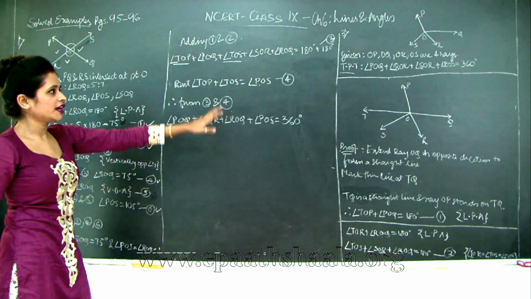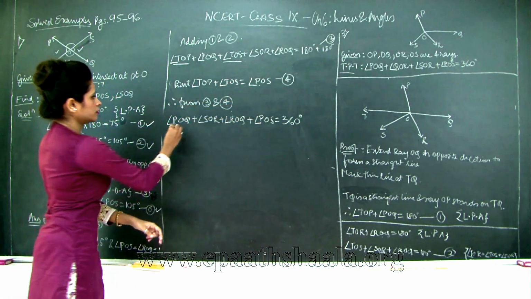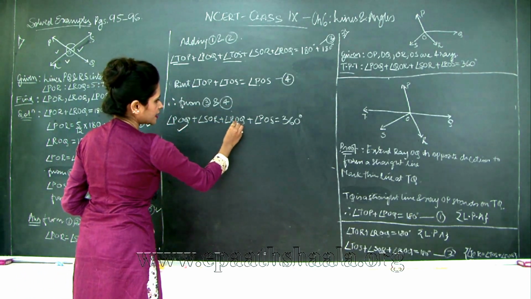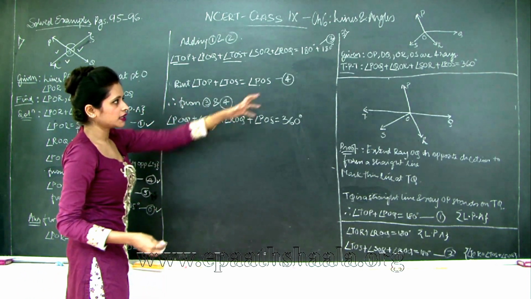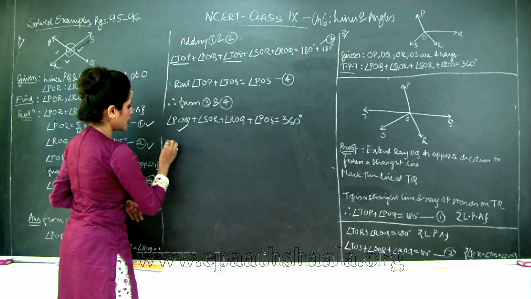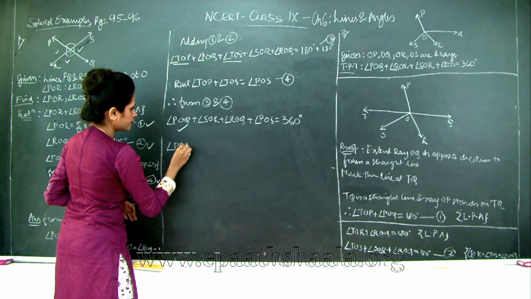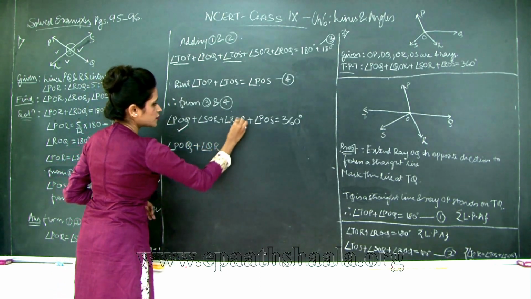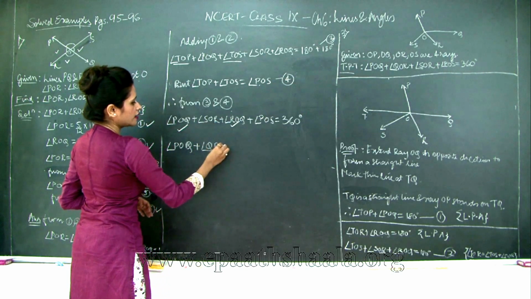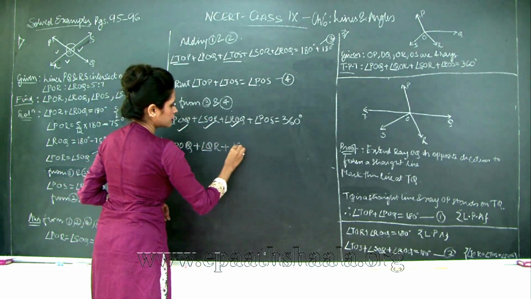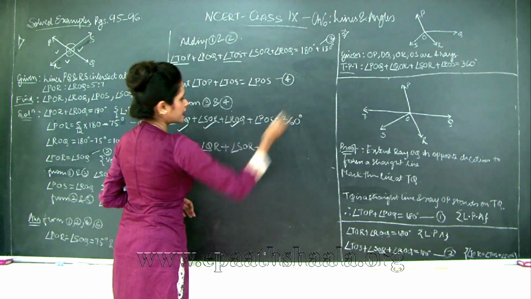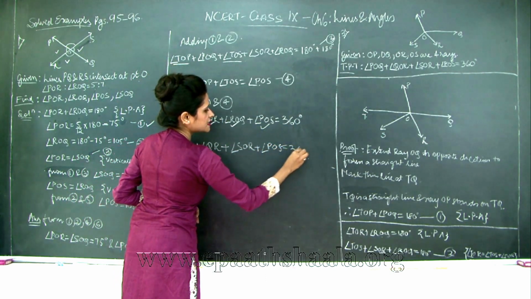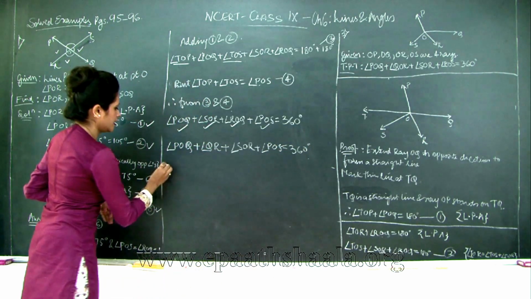So, what have we to prove? We have to prove that POQ plus QOR. So, I have written this as ROQ. We will rewrite this. We have to rewrite anyway the answer in the to-prove format. So, I will write POQ plus angle QOR, which is this, plus angle SOR plus angle POS is equal to 360 degrees. Therefore, I will say hence proved.